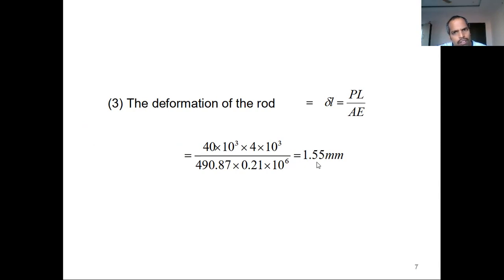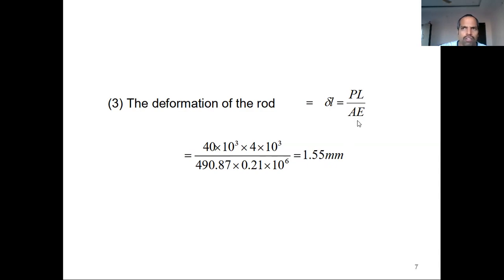Strain is what? Change in length by original length. Change in length is 1.55. What is the original length? Original length is 4000. So if you divide 1.55 by 4000, you will still get the strain. Like that, it is different. Don't blindly copy, remember the formulas.